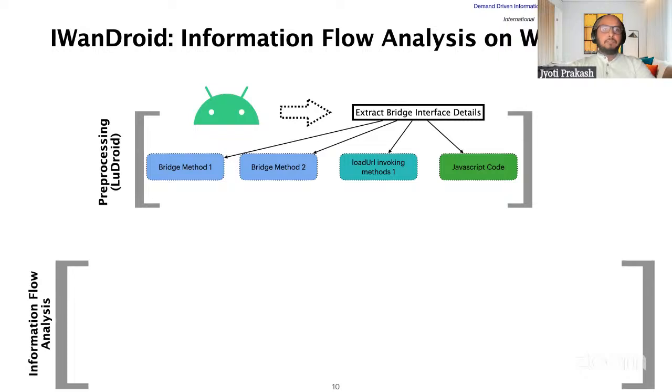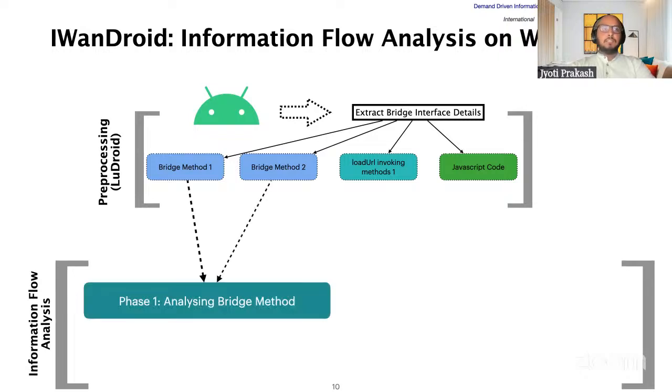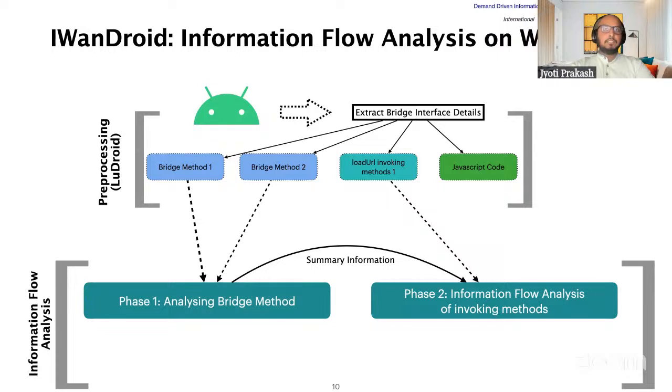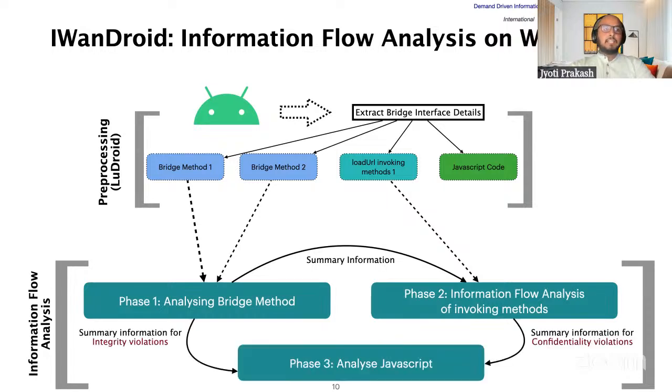And finally, it does an information flow analysis, which runs in 3 phases. In the first phase, it analyzes the bridge methods and collects some summary information, which is then propagated to the second phase. In the second phase, it analyzes the information flow of the invoking methods, that means those methods in the Java part which use the loadUrl and evaluateJavascript APIs. And in the third phase, it takes the summary information from the first 2 phases and analyzes the JavaScript to compute the integrity and confidentiality violations.